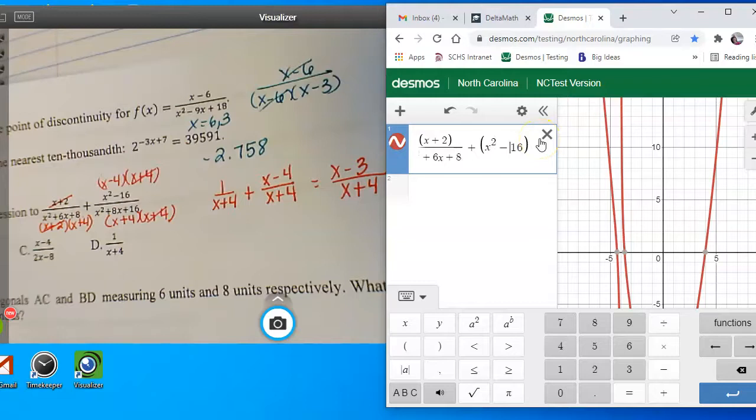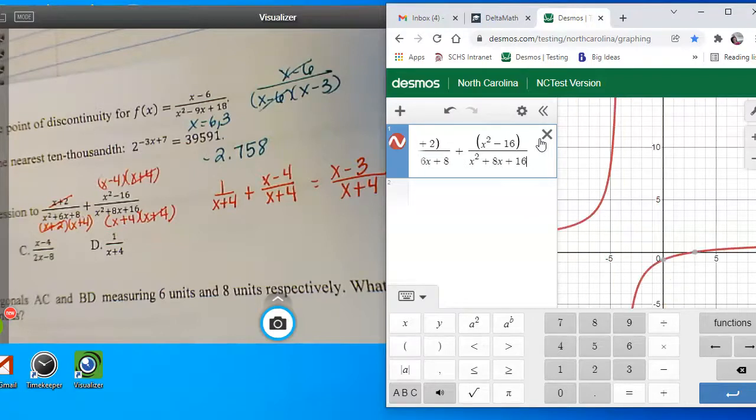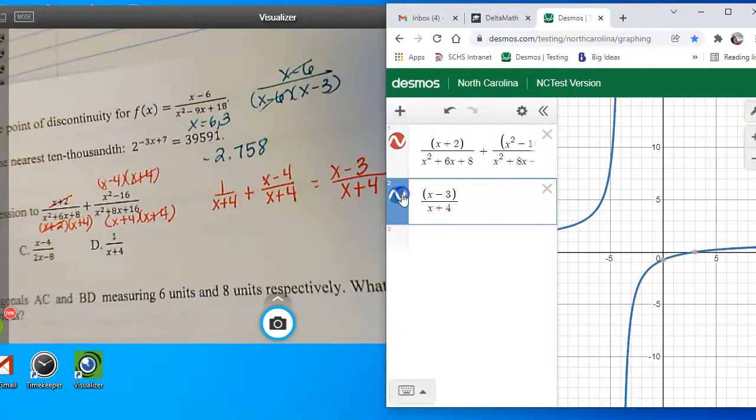You have to be careful about putting it in, how you put in those parentheses and everything, because if you don't have the parentheses right, it won't do it right. And if we think A is the answer, let's just plug in A and see what we get. We should get the same exact graph. Is it the same graph? It is. So we know that's correct.